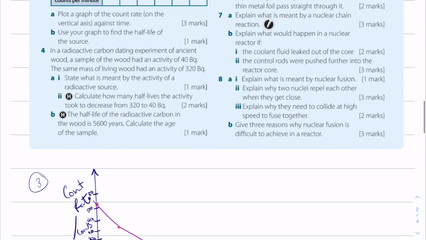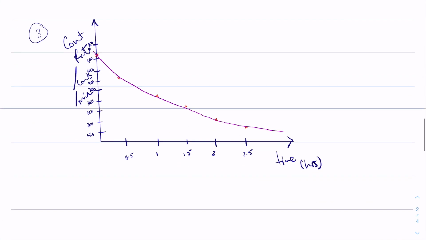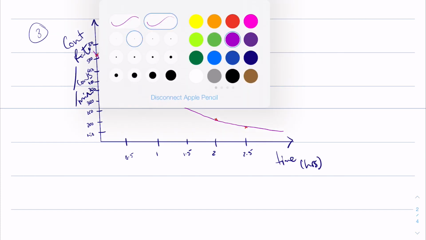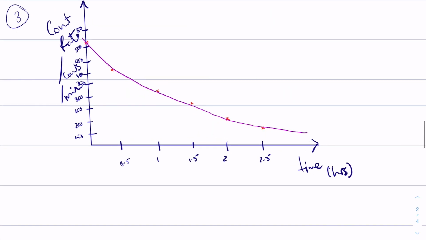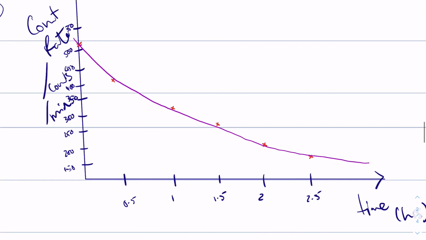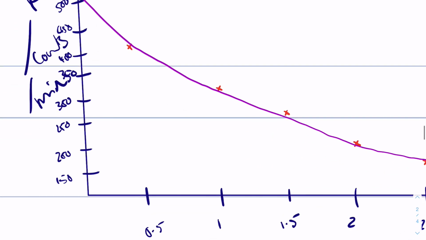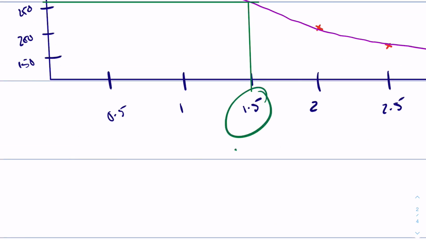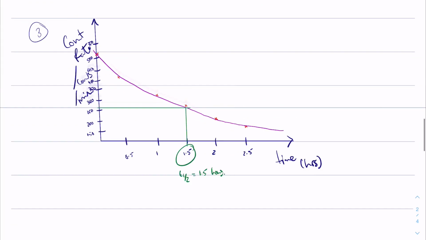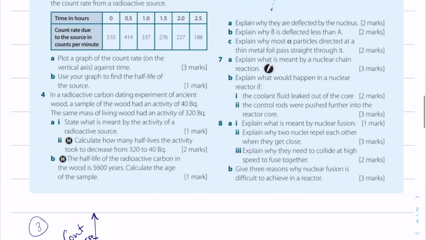So use your graph to find the half-life of the source. Let's do it. So the half-life is the time it takes for the count rate to halve. So we're going from 510 to then 265. So let's find out where 265 is roughly. Oh, it's roughly on this line. Let's just go for that. Nice and simple. 1.5 hours. All right. Good, we're done.